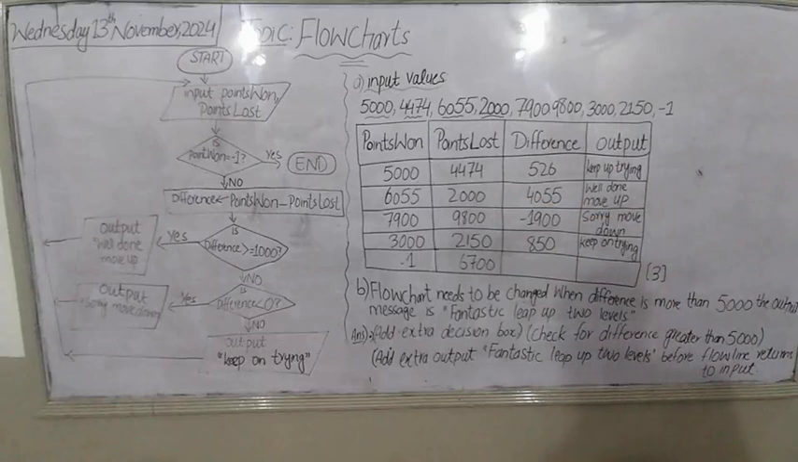Again we will check the condition. Is the value in points1 equal to -1? No, it's 6055. Next step, we have to subtract both the values stored in the variables, points1 minus points lost. When you subtract 6055 minus 2000, in the variable called difference you will get the value 4055. When we move towards the next step, we have to check the condition. Is difference, the value stored in the variable difference, greater or equal to 1000? Yes, it is greater than 1000.